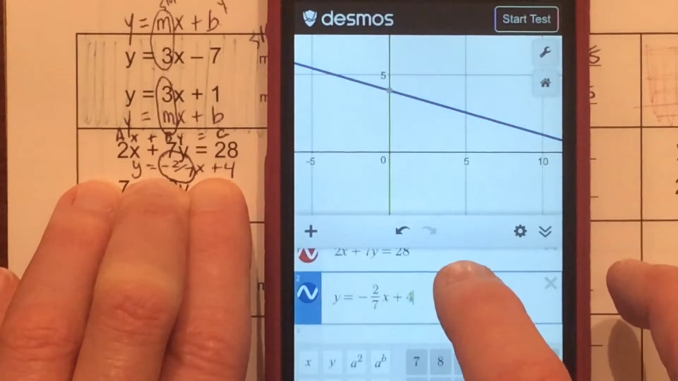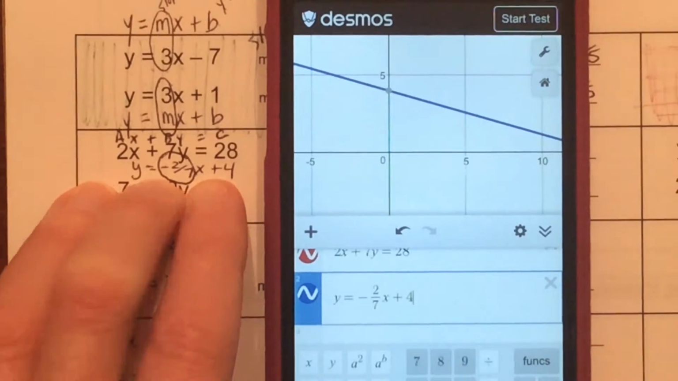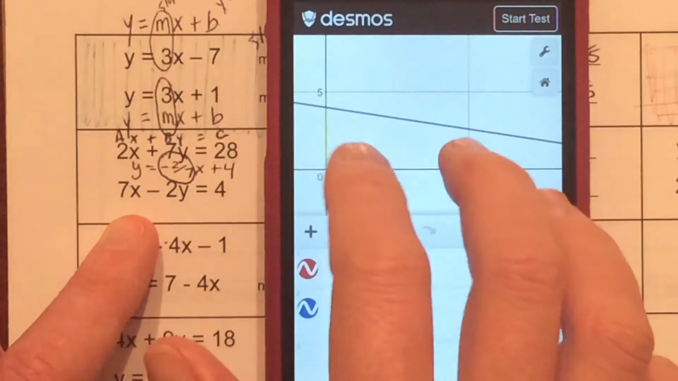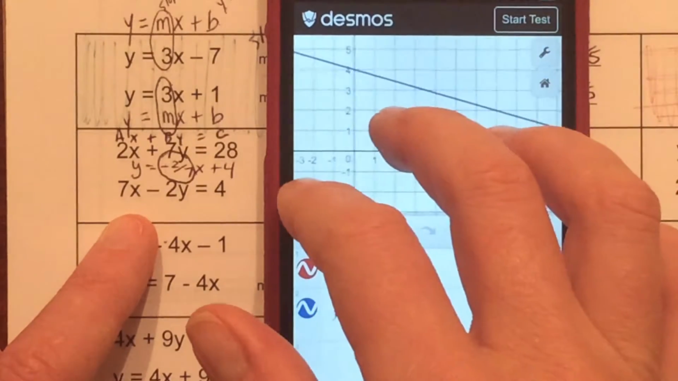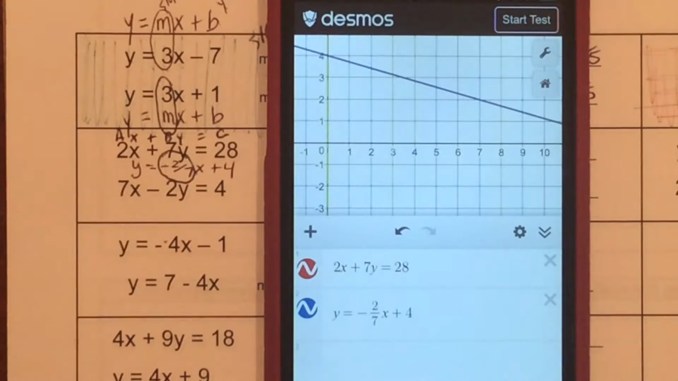So what does that mean? That means that we did it right because they are the same, they are equal. On Desmos, things that are the same are going to be in the same place. They're going to look exactly the same. So I'm going to zoom back in so I can get my graph counting by ones, and I'm going to show you also how you can do this by hand.